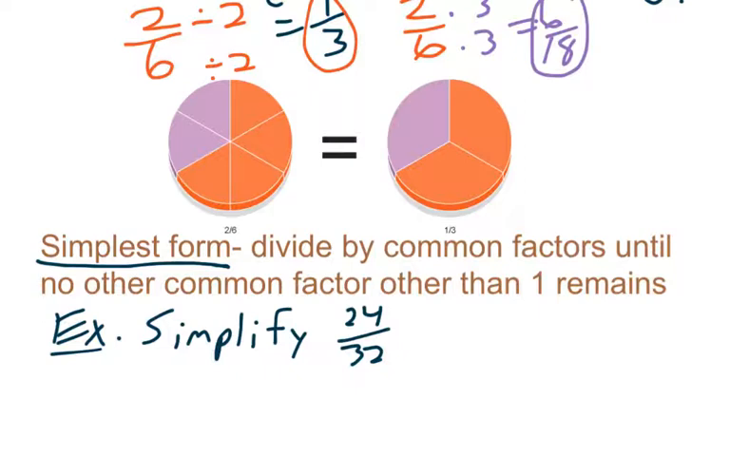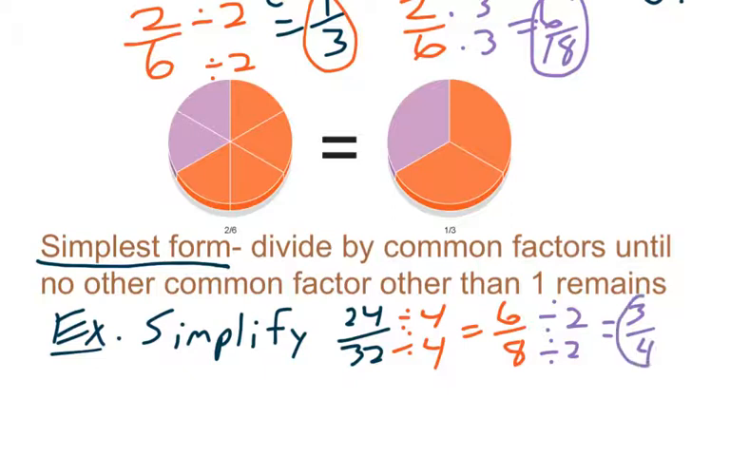So for example, if we want to simplify 24 over 32, we can divide by any common factor that we know will go. Like I know that 4 will go, so I can divide them both by 4. And 24 divided by 4 equals 6. 32 divided by 4 is 8. But now if I look at 6/8, there's still a common factor. 2 will still go. So I'm going to divide them both by 2 since they're both even. And 6 divided by 2 is 3. And half of 8 is 4. So 3/4 is the simplest form because I don't have any common factors other than 1.